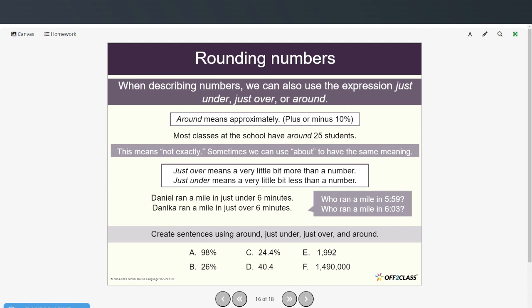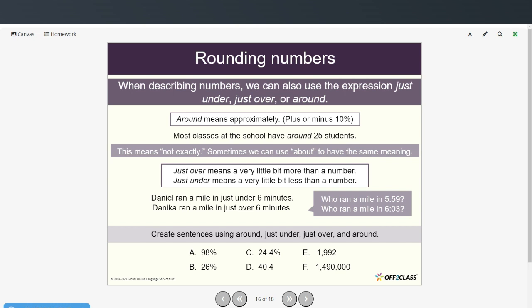Right, rounding numbers. So when describing numbers, we can also use the expressions just under, just over, or around. Around means approximately, plus or minus 10%. Most classes at school have around 25 students. So this means not exactly, and sometimes we can use about to have the same meaning.